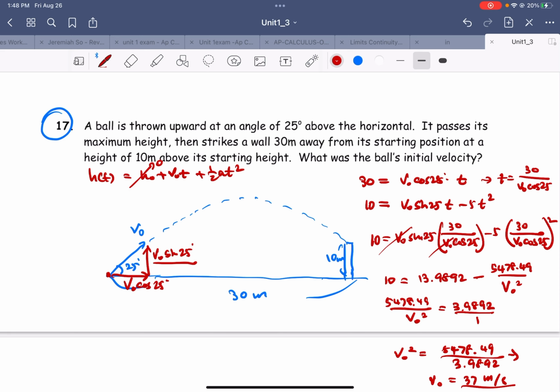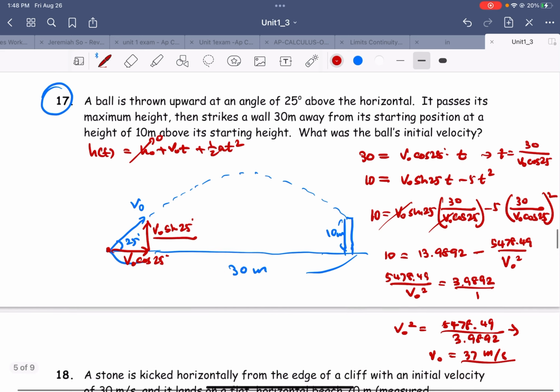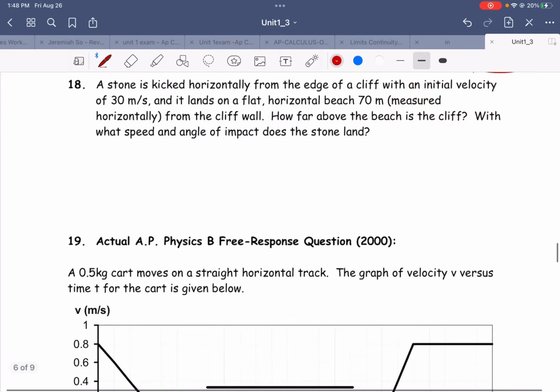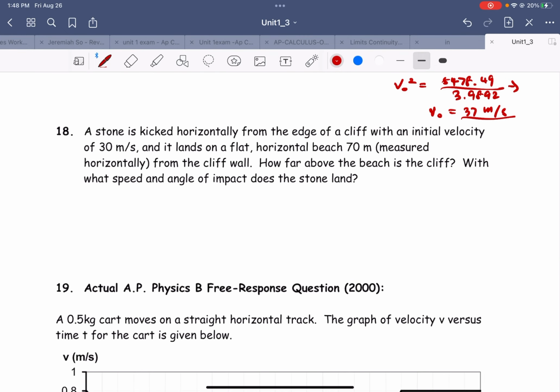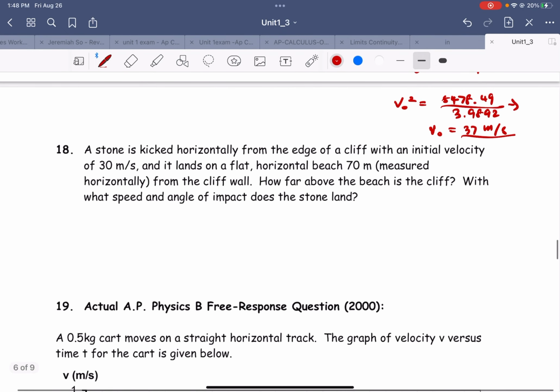Okay, that's your final answer. They ask you for the initial velocity. Okay, so you can do that. Number 18. Okay, that is the last one for this video.